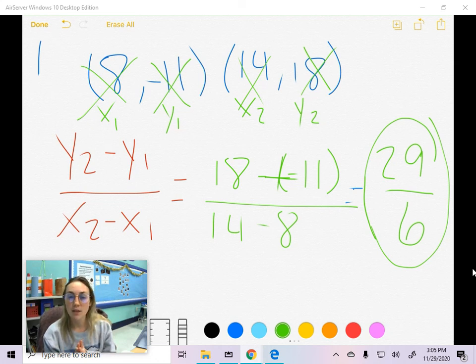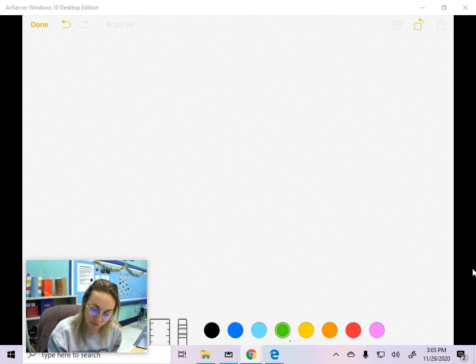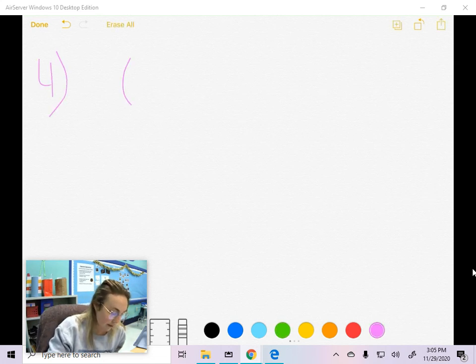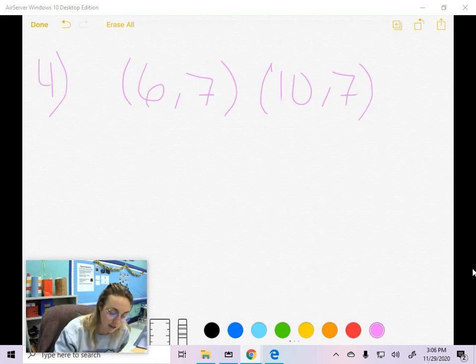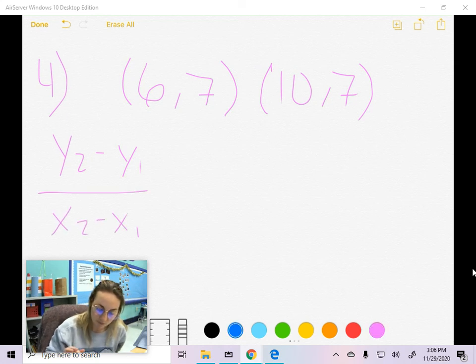Okay? So this is our slope, so I'll go ahead and move on to number 4. Let's do number 4. All right, number 4 we have 6 and 7, and then we have 10 and 7. All right, cool. So again, we have our 2 points. Now we need to use the slope formula to figure out what the slope is. And the slope formula again is y2 minus y1 over x2 minus x1.